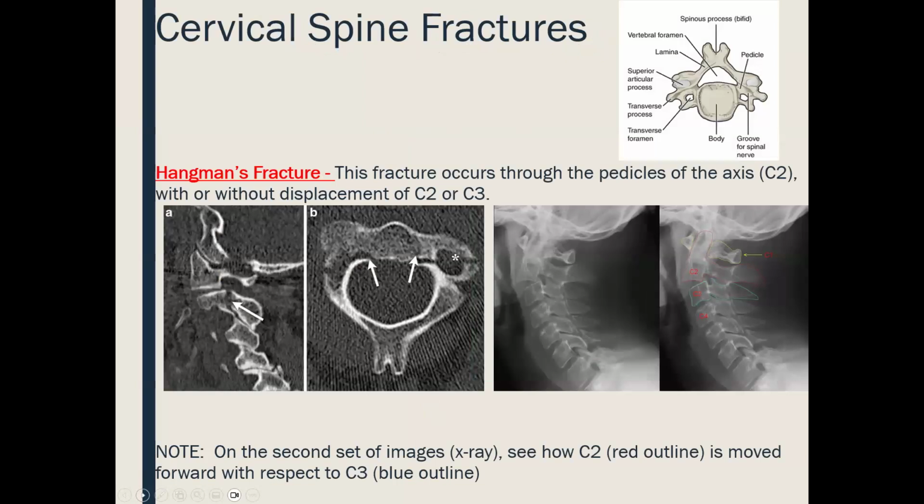Again, now we're going to talk about some different types of fractures of the cervical spine. The Hangman's fracture, this fracture occurs when the pedicles of the axis, or C2, are fractured. Bilateral fractures through the pars interarticularis of C2, and be certain that you guys review the anatomy, okay? Review the anatomy.